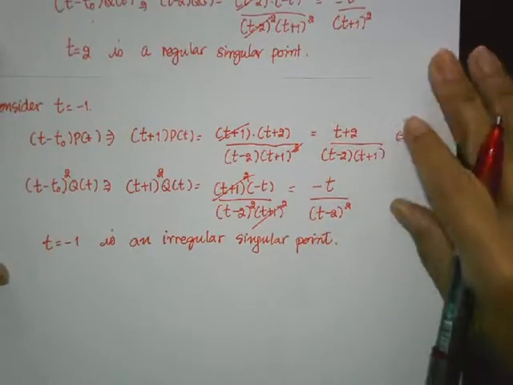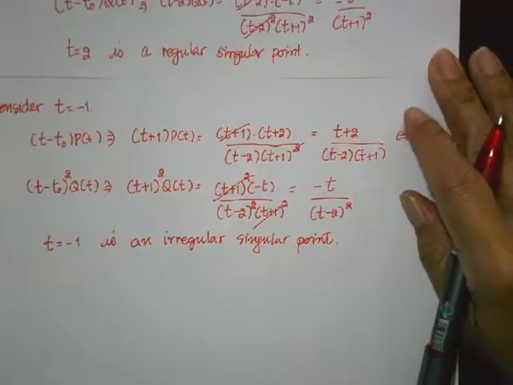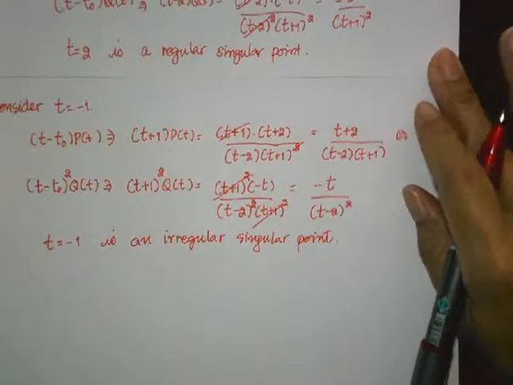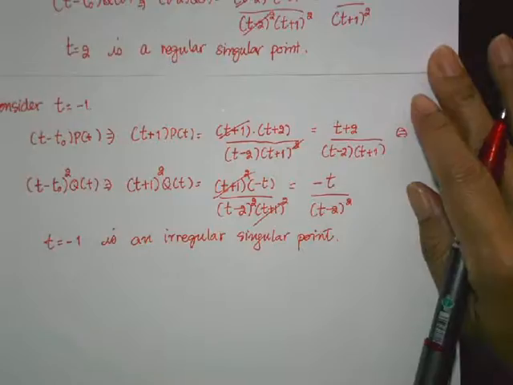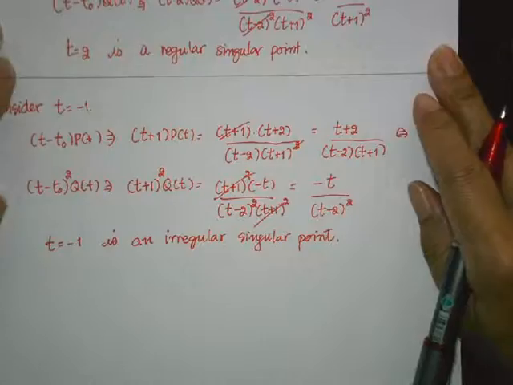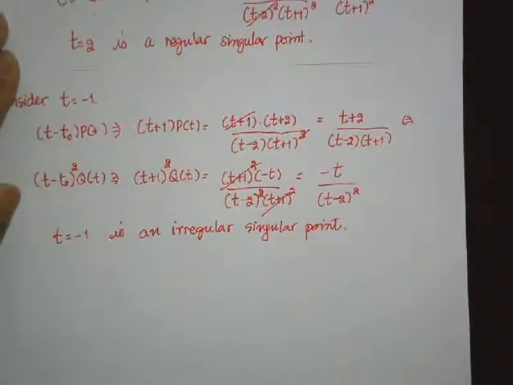So if you want to find the solution for the differential equation around the point t equal to minus 1, you cannot do it because it is an irregular singular point. But you can find the solution for t equal to 2 because it is a regular singular point. And like I said, this method we call the Frobenius method.